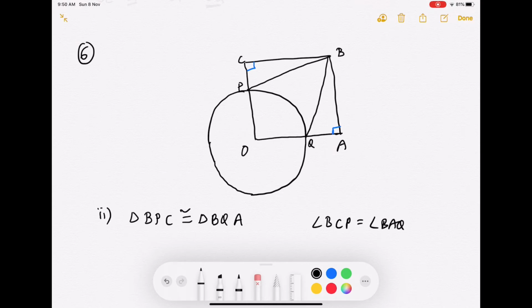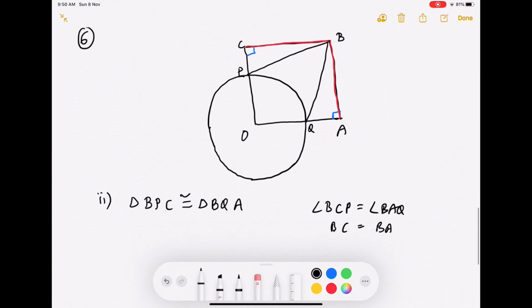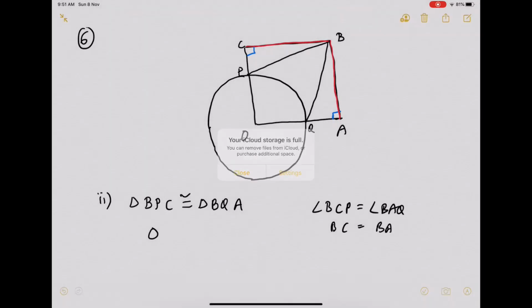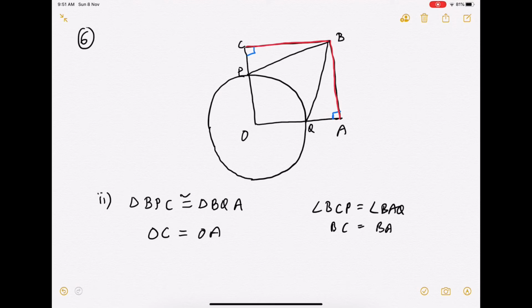Then I have BC equal to BA because these are sides of a square. And then for the third congruent part, what I can look at is, I know that OC is equal to OA. These are sides of the same square. Now I have OP and OQ, which are radii of the same circle, and even those are equal.